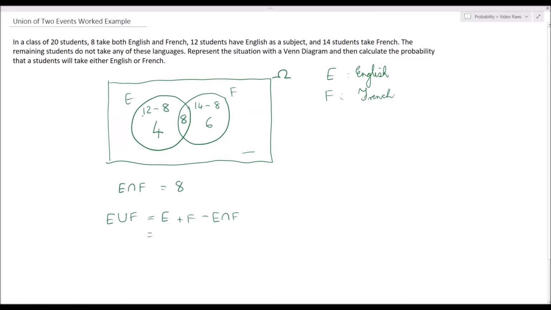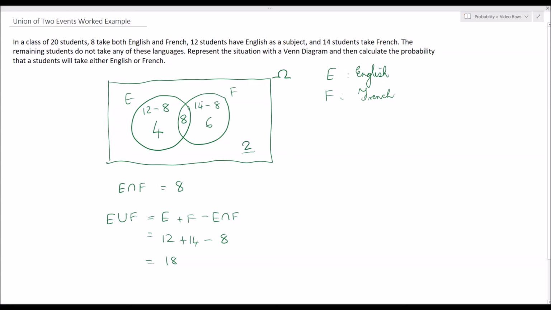So they can either have just English, English and French, or they can have just French. So the number of students that take English is 4 plus 8, which is 12. The number of students that take French, as we're told in the question, is 14. And then we need to subtract from it the intersection. So there are 8 students that do both English and French. So E union F is equal to 18. So we've got 18 students inside of this E union F. That means that from our class of 20 students, 18 take either English or French. That means that the remainder, which is the two students, they don't have English or French as a subject.